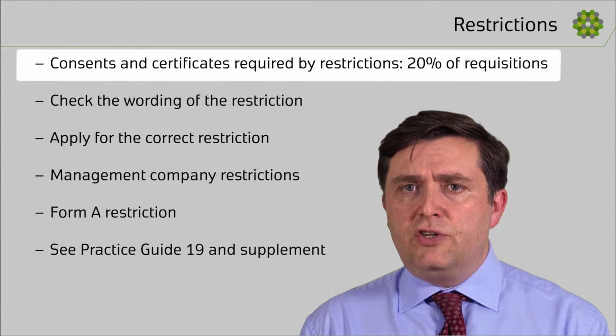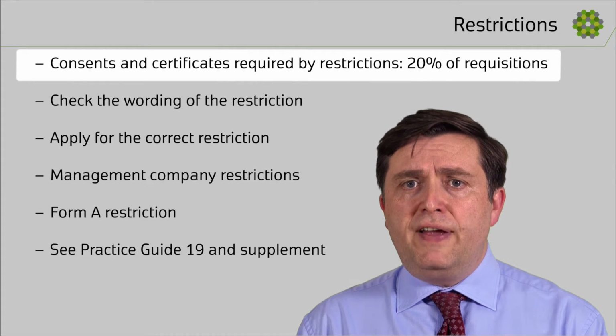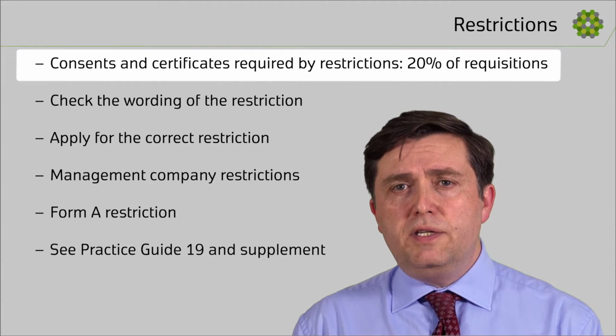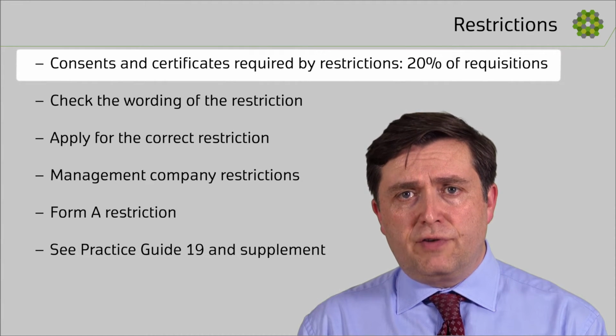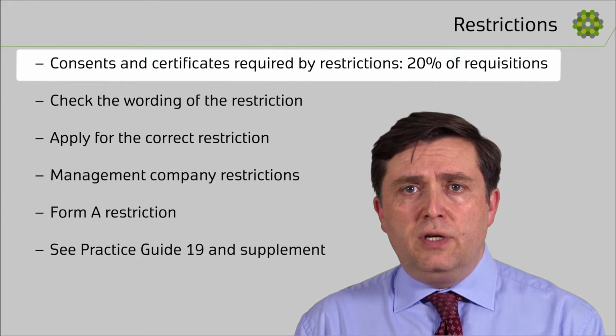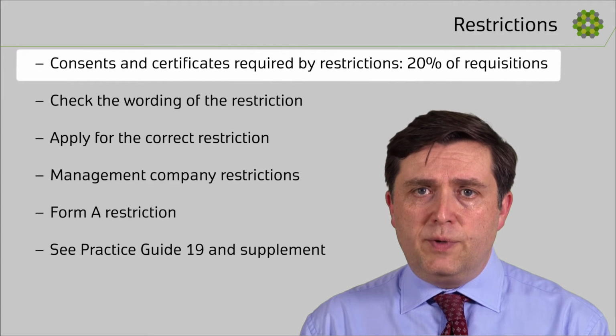The presence of a restriction in the register in favour of a lender who will be discharging their mortgage prevents our early completion policy from being applied. This is because the restriction prevents the registration of the new transfer and mortgage. In this situation, we requisition for either evidence of discharge or compliance with the restriction.